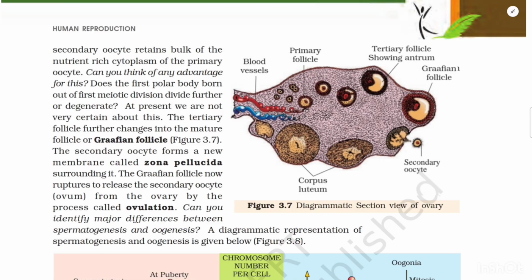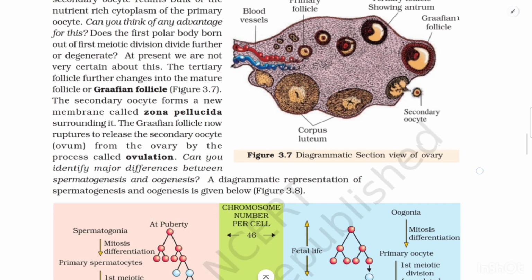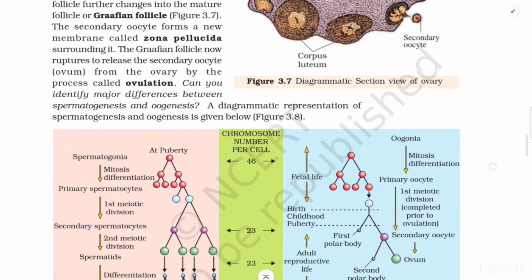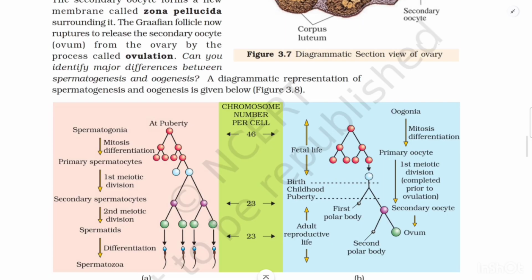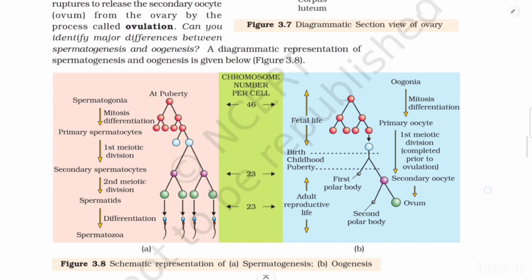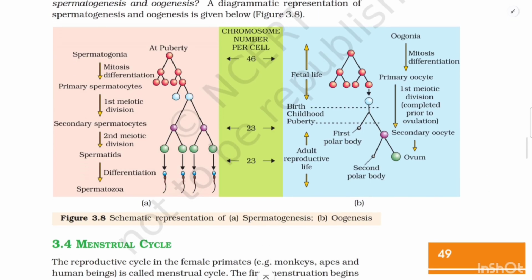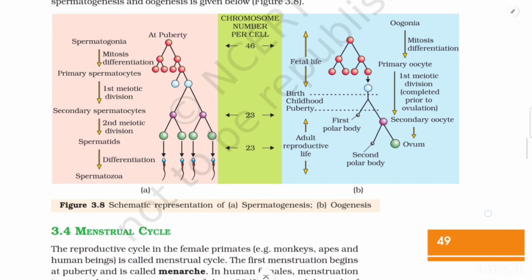The tertiary follicle further changes into the mature follicle or Graafian follicle. The secondary oocyte forms a new membrane called zona pellucida surrounding it. The Graafian follicle now ruptures to release the secondary oocyte, that is the ovum, from the ovary by the process called ovulation. Can you identify major differences between spermatogenesis and oogenesis? A diagrammatic representation of spermatogenesis and oogenesis is given below, figure 3.8.